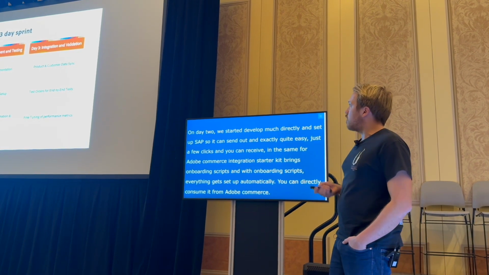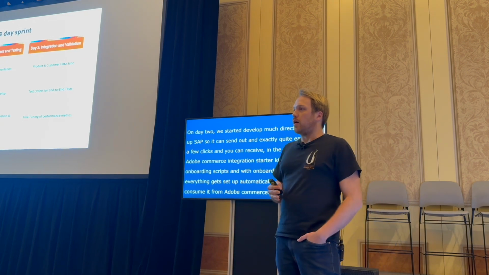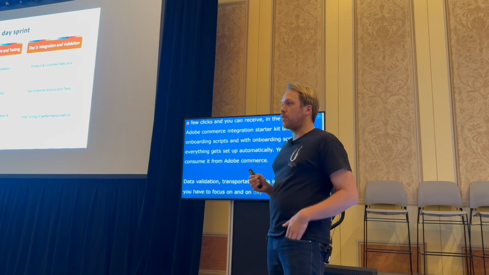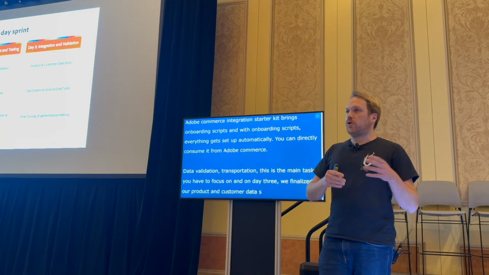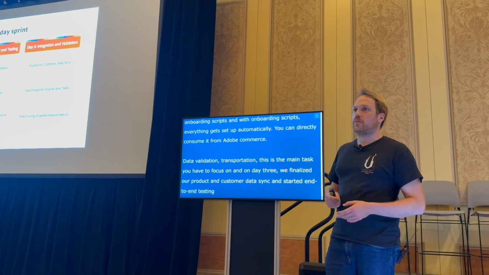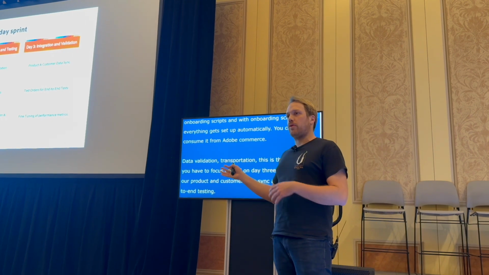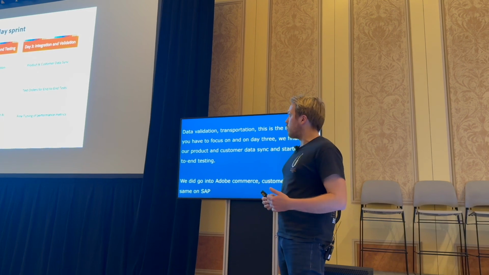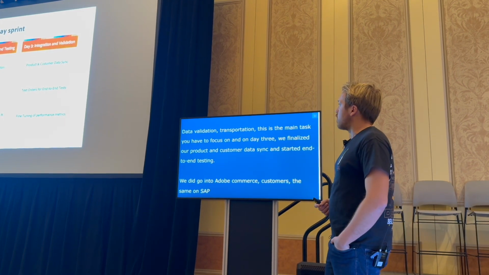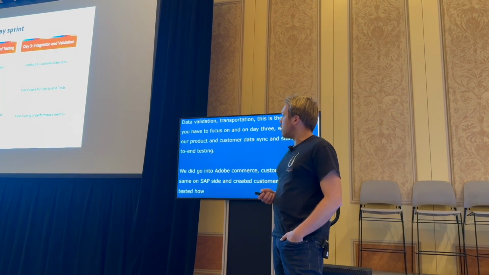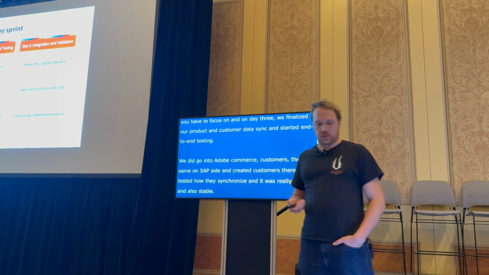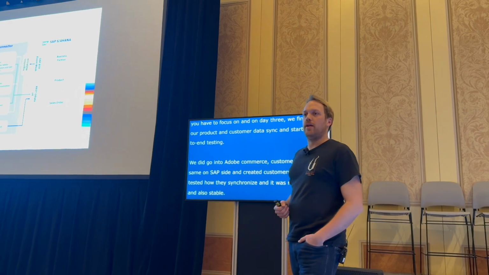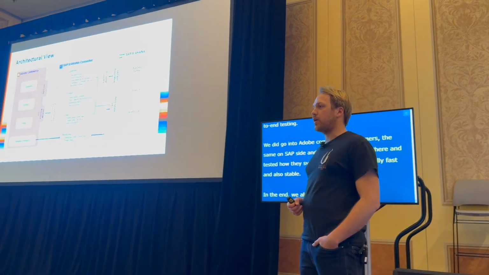And on day 3, we finalized our product and customer data sync. We started end-to-end testing. So we did go into Adobe Commerce, we did our first orders, created customers. The same on SAP side, we created customers there, and then we tested how they synchronize, and it was really fast and also stable. In the end, we also did a couple of fine-tuning of performance metrics. So let's have a little more detailed view on the architecture, how it works actually.